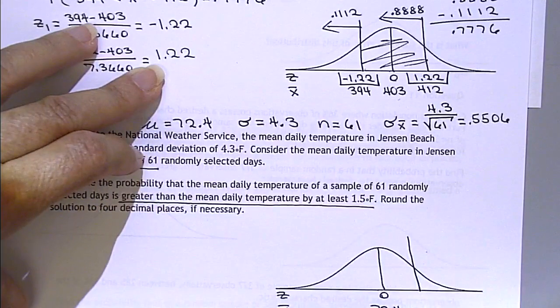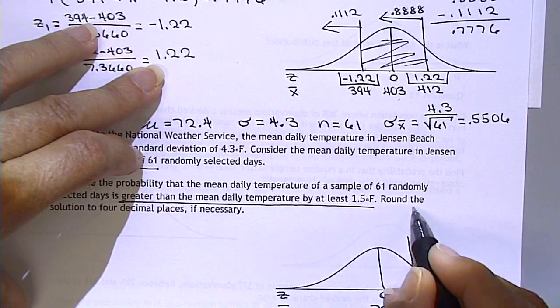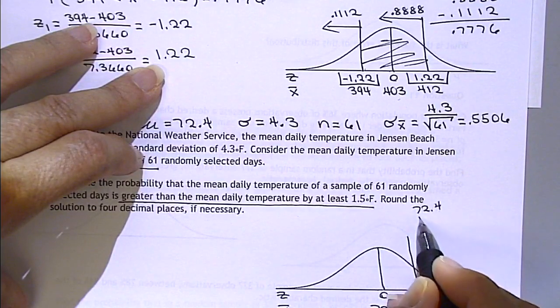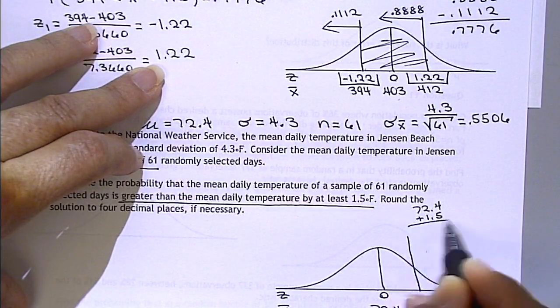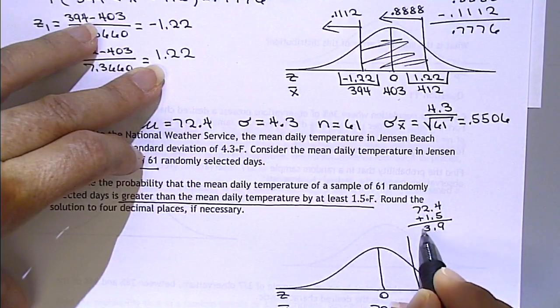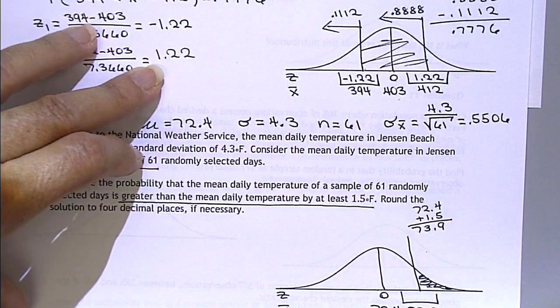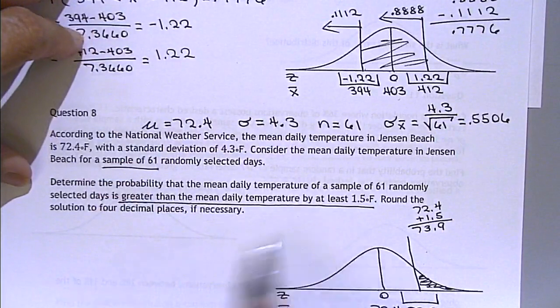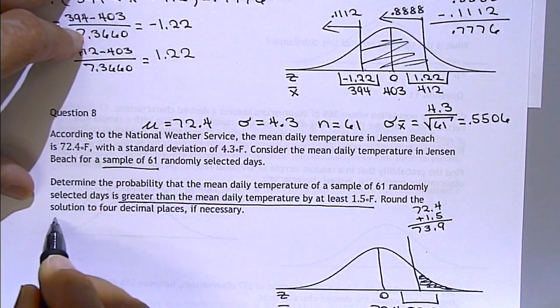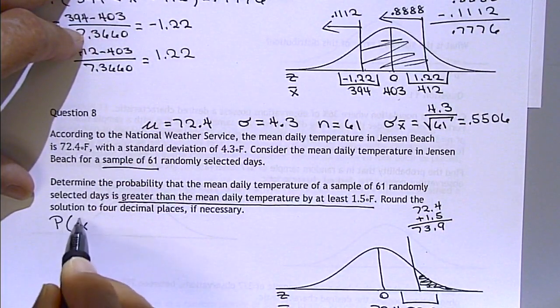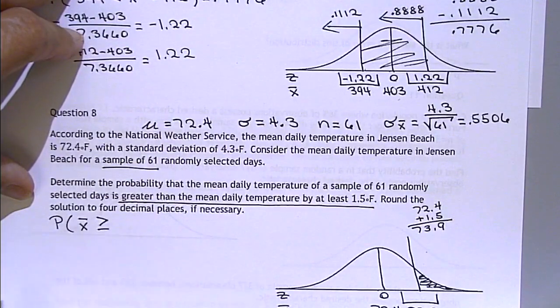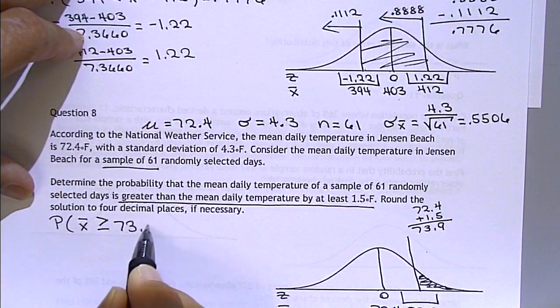So I said, I got to find this number, don't I? And it would be 72.4 plus 1.5, which is going to tell me where the cutoff is. I'm going to say 73.9. That's the number, and this is the area that's greater than that number, right? So they said at least 1.5. That's the probability that X bar is going to be greater than or equal to 73.9, right?